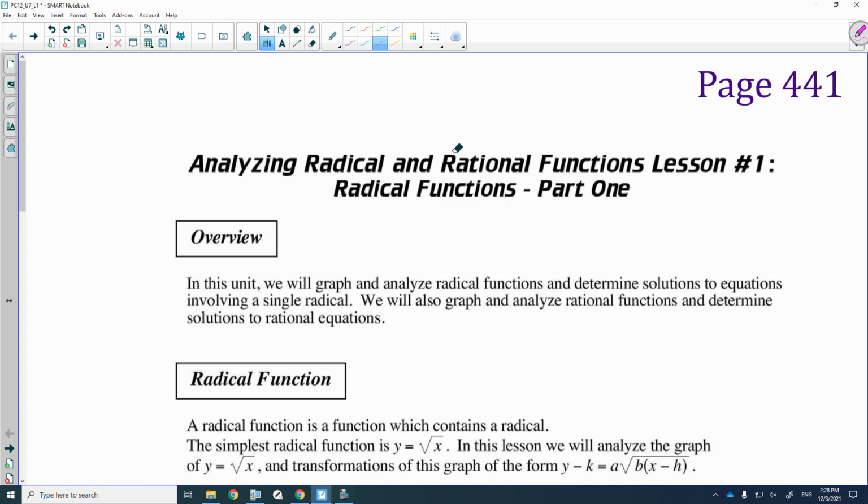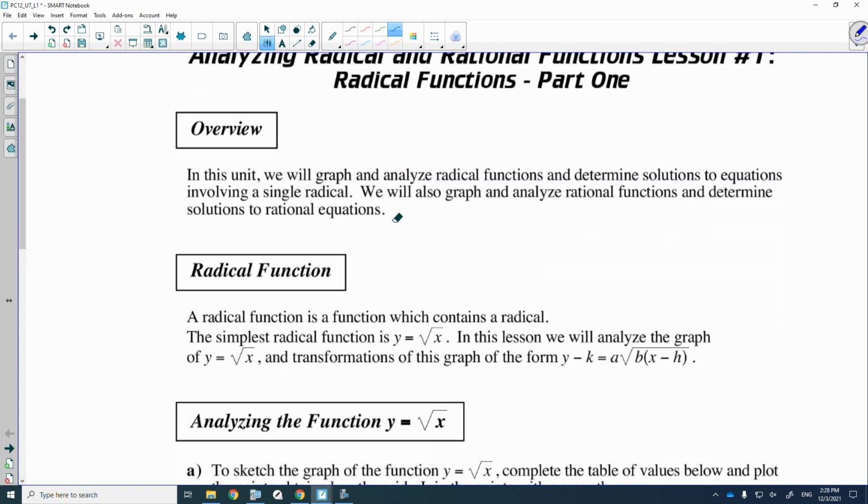Hi Math 30s. This video is going to be on radical functions. It's lesson 1 in your workbook on page 441. So a radical function is a function which contains a radical.